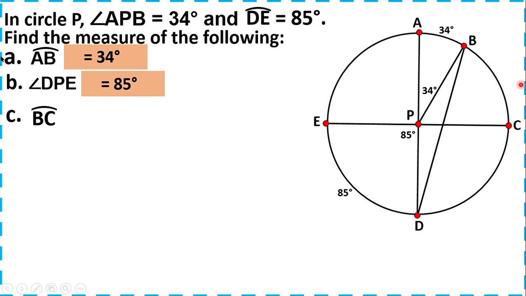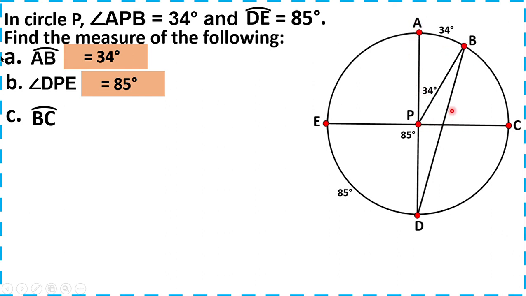So, kunin naman natin yung measure ng arc BC. So, ito naman siya. So, how to find the measure of arc BC? So, as you can see, arc BC is part of arc AB. So, part siya ng angle APC. Angle APC is a central angle. And angle APC is vertical to angle DPE. So, vertical angle sila. So, if angle DPE is 85 degrees, so ibig sabihin yung angle APC ay also 85 degrees.